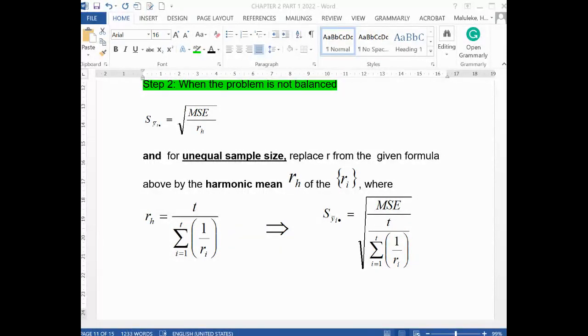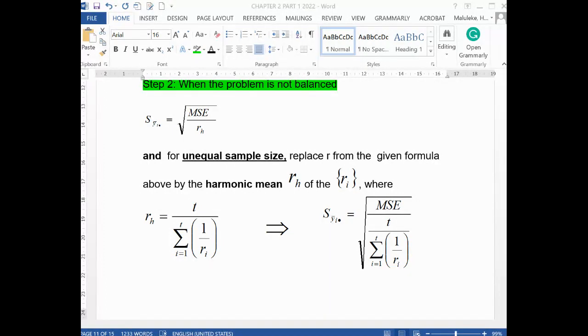The good thing about Duncan and Newman-Keuls is that even if the problem is not balanced, you are going to get one standard error. Not like what we do with LSD, where when the problem is not balanced we have to find more than one LSD value. With Newman-Keuls, we find only one standard error, so even if the problem is not balanced, at the end of the day we have one standard error. I'm not sure if I answered your question, sir.